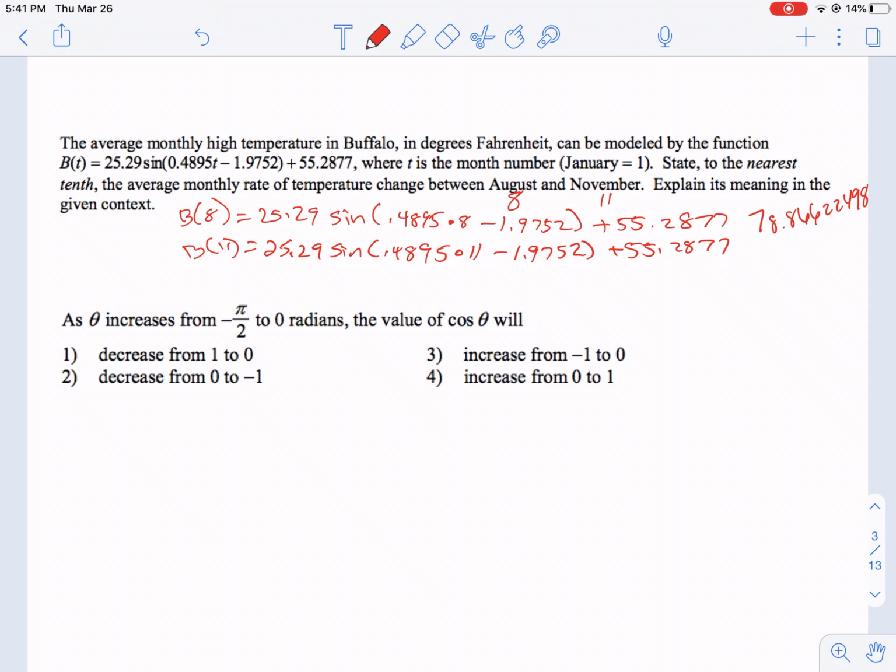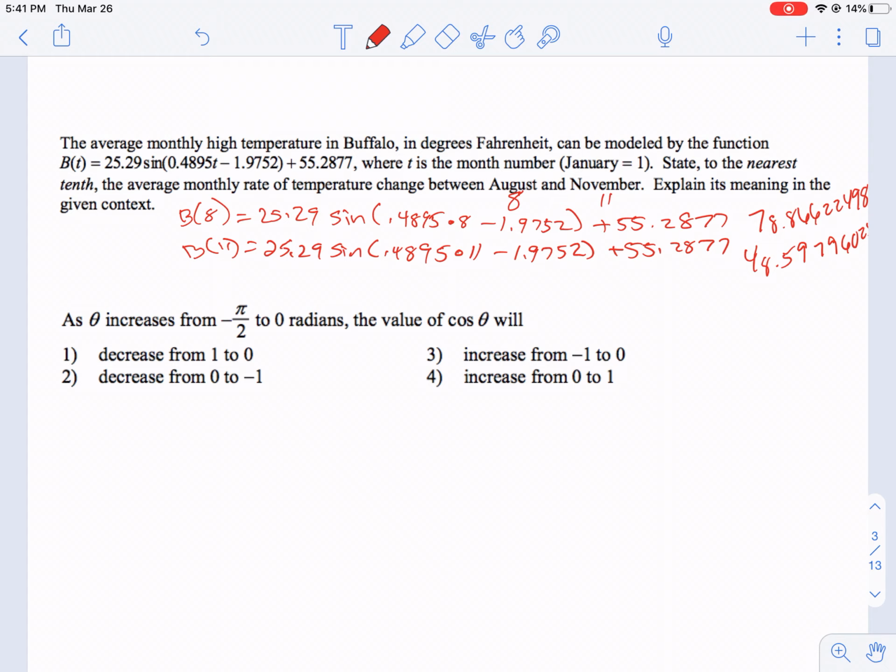And I'm going to put times 11 and hit enter. And I get 48.59796025. And it said, state to the nearest tenth the average monthly rate of temperature change.